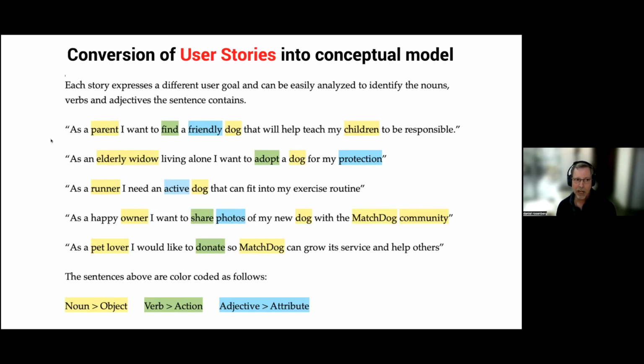So in my book, I have a case study of a pet rescue nonprofit. And you can say, as a parent, person object, I want to find action, a friendly attribute, dog, animal object, that will help teach my children, person object, again, to be responsible, right? As an elderly widow, person object with certain attributes, living alone, I want to adopt action, a dog object for my protection, attribute, okay?